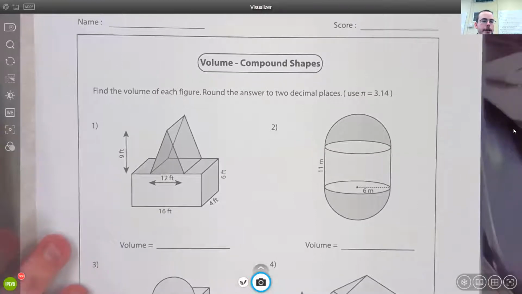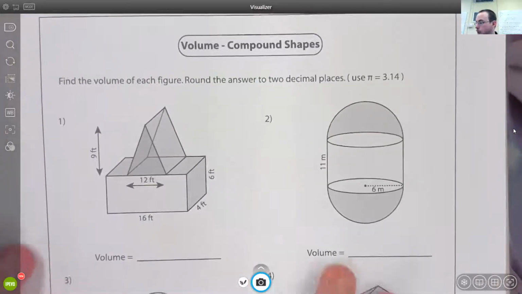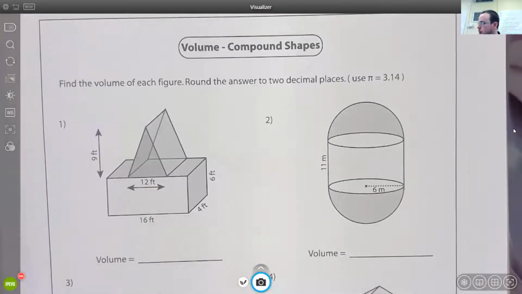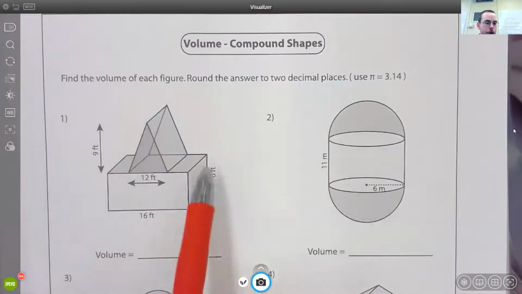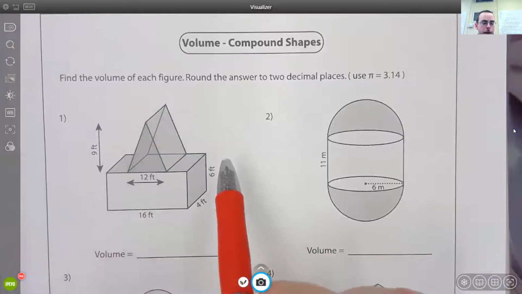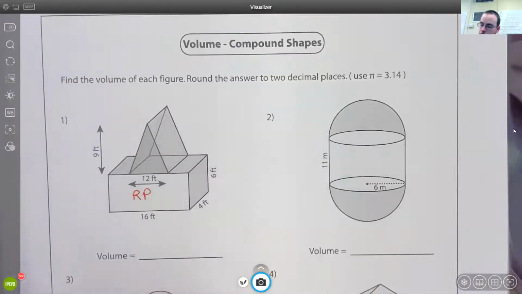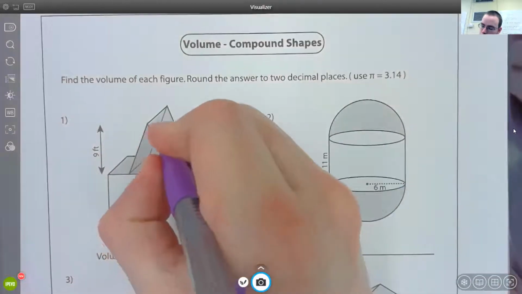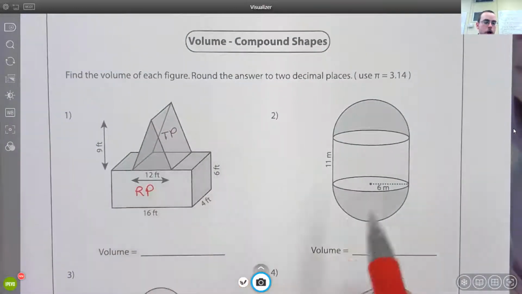So let's look at number 1. When we're finding the volume of compound shapes, the first step is to determine what shapes we're looking at. Here in number 1, we have a rectangular prism on the bottom and a triangular prism on top. So we need to determine the volumes of both of these in order to determine the volume of the total compound shape.